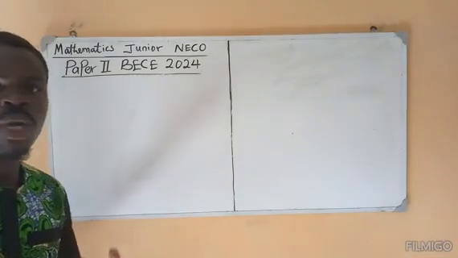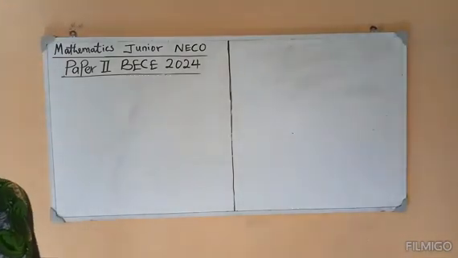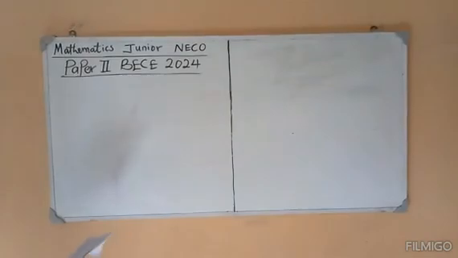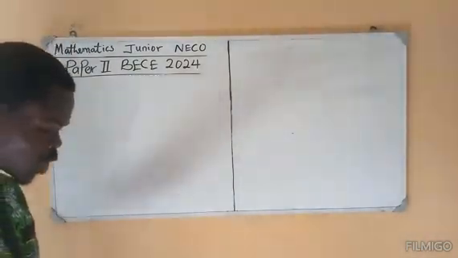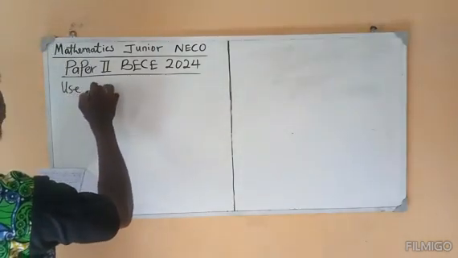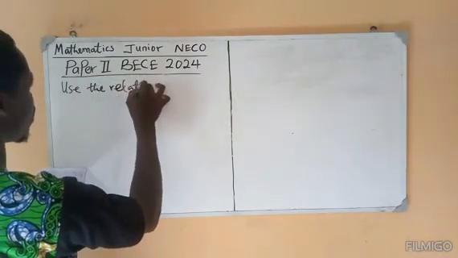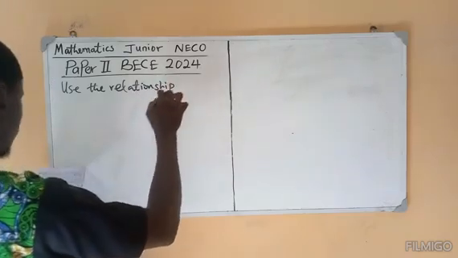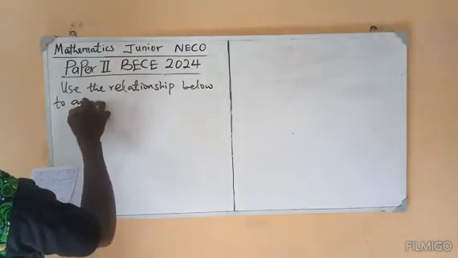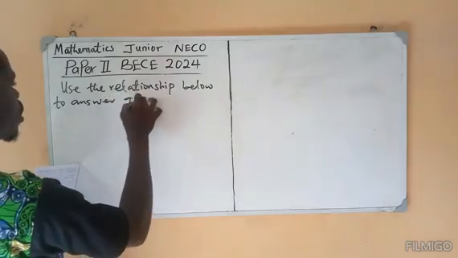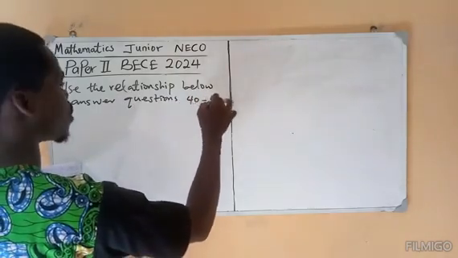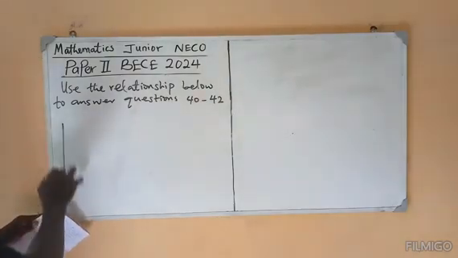We are going to continue from where we stopped in the previous video. So this time we are looking at question number 40, but we have a diagram, a quantitative question we need to answer. It says use the relationship below to answer questions 40 to 42. So we have the diagram this way.